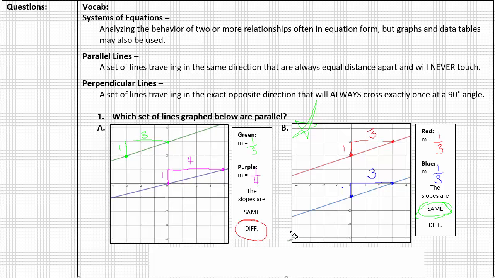They have the exact same slope, so they're going to travel the same direction at the same angle, and they will never touch. Whereas while we don't see these two lines on graph A touching, they have a different slope value. So if we were to zoom out, and because lines travel on forever, at some point these two lines on graph A would have to cross. So these are not parallel lines. All right, let's take a look at a pair of graphs and looking for perpendicular lines.